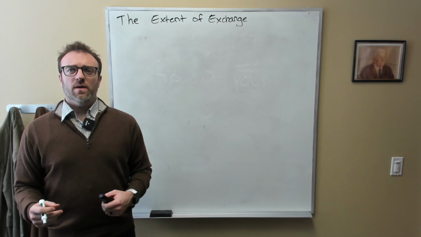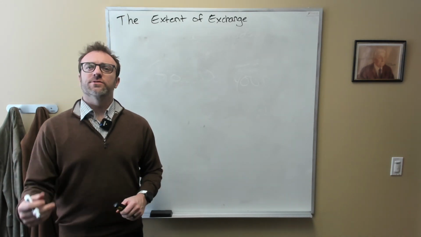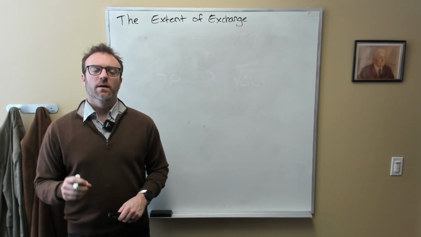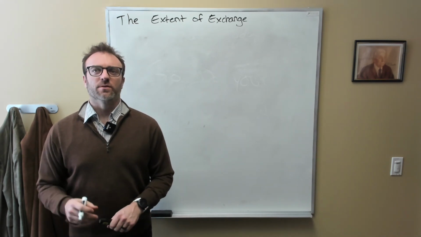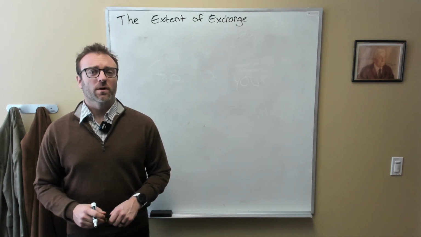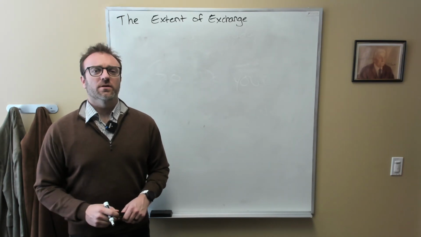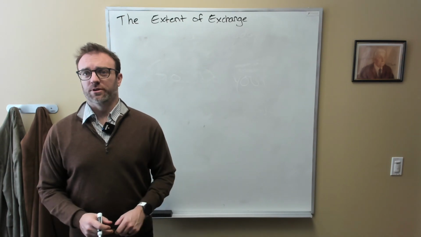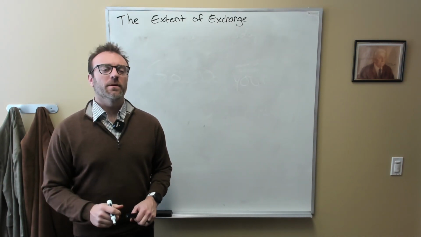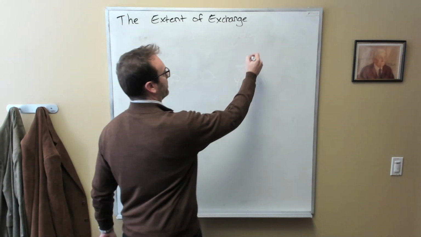Okay, so now that we understand the demand curve, we can start to talk about something called the extent of exchange. In other words, now that we understand when people are going to want to purchase something and how much of it they'll want to purchase, we can start to think about how much of it they will actually be able to purchase. So let's start with a two-person model comparing two people named Ray and Ted.